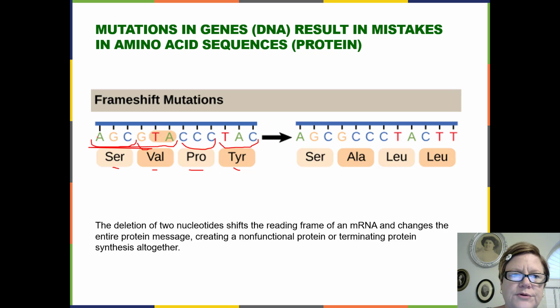Then, and they're showing the gene, not the RNA, by the way, but it doesn't matter. And then let's say that there's a deletion of this T and this A.